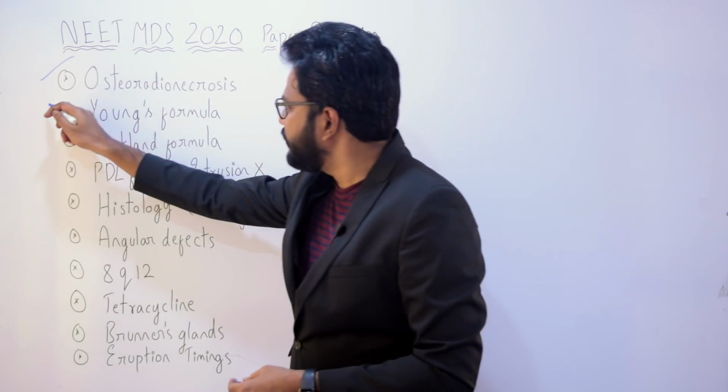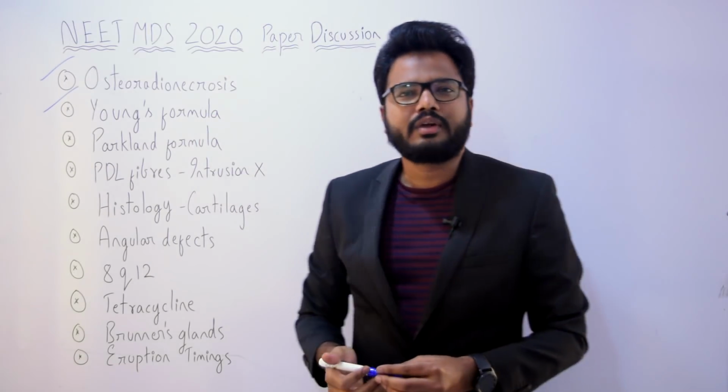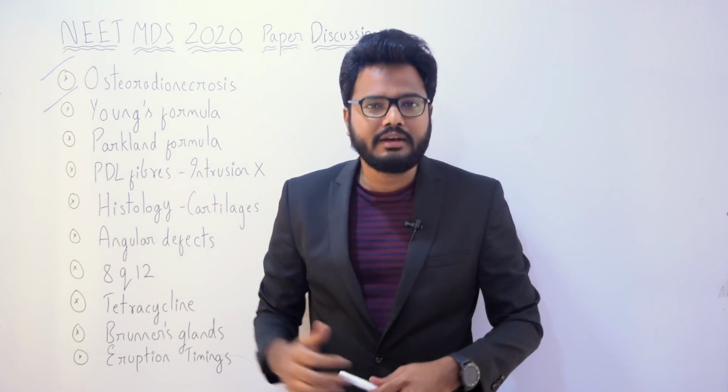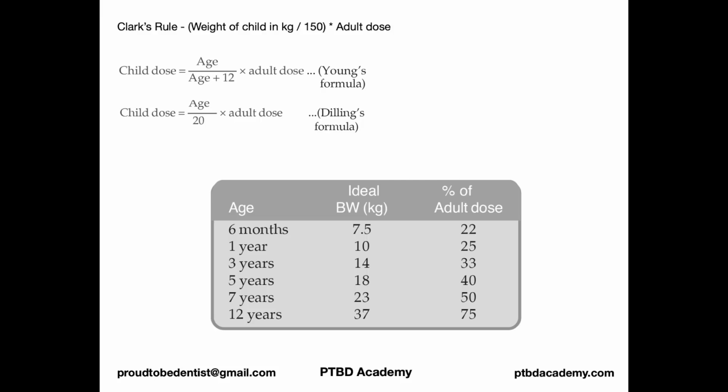Now let's move on to the next question. Various formulae to calculate the dosage in a child based on adult dosage. As you can see, we have several formulae like Clark's rule or Clark's formula, Young's formula, Dilling's formula. Clark's rule: the weight of the child in kgs by 150 into adult dose. Whereas Young's formula, child dose is calculated by the following formula: age by age plus 12 into adult dose. Dilling's formula: age by 20 into adult dose. And also you can see, based on age and ideal body weight, the percentage of adult doses for the respective age groups, right?